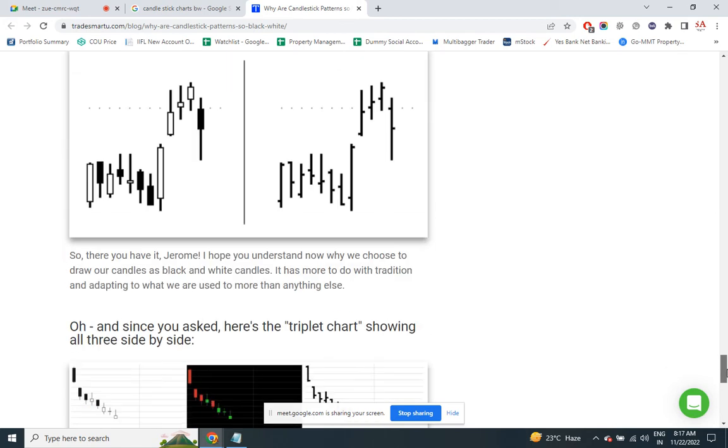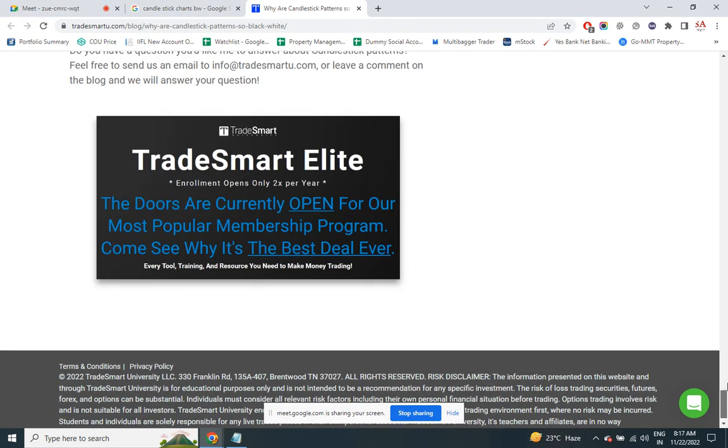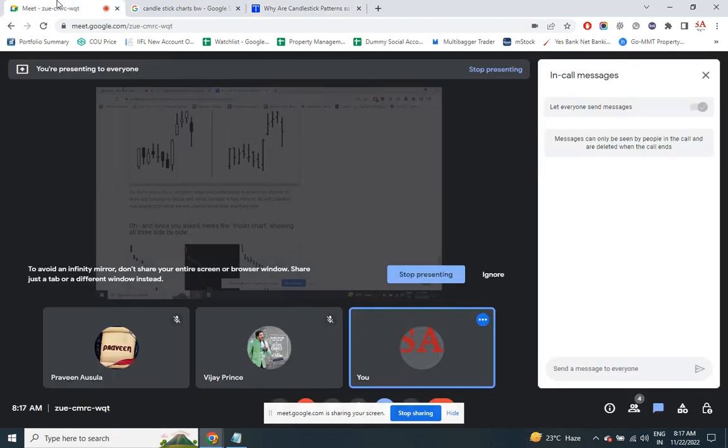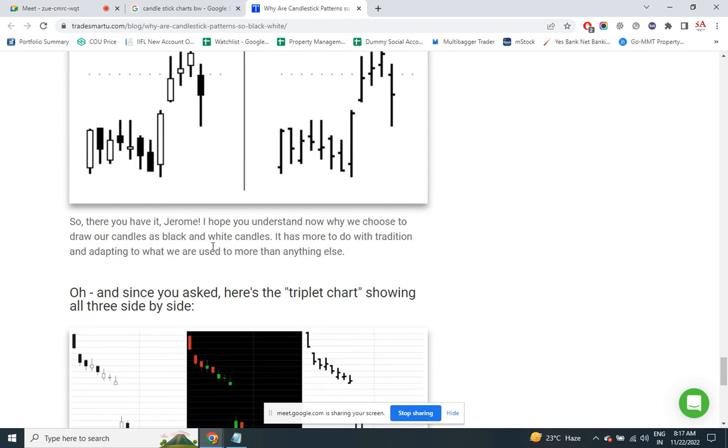Like this. Okay, this is bar chart. Candlestick and bar chart are almost the same, only difference is your candles are narrow lines in bar chart, otherwise these are proper candles.